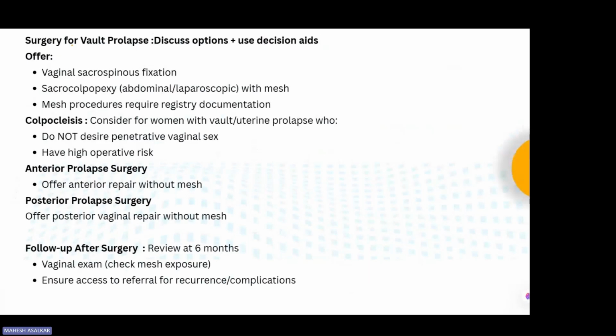Now, surgery for the vault prolapse. What have we seen up till now? Surgery for the uterine prolapse. Now, surgery for the vault prolapse. Discuss options plus decision aids.